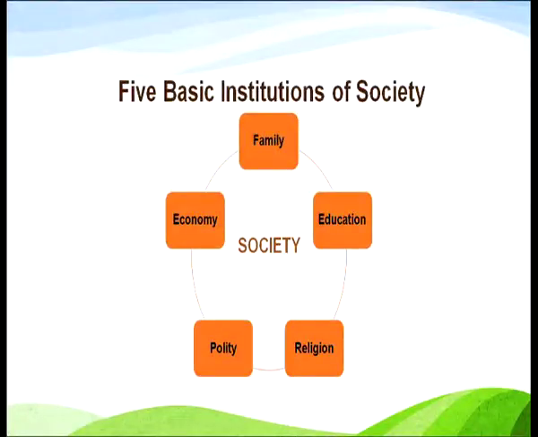There are 5 basic institutions of society. These are family, education, religion, polity and economy. Let us discuss these 5 basic institutions one by one. Family. As you all know, we all start learning from our family at the very initial level.